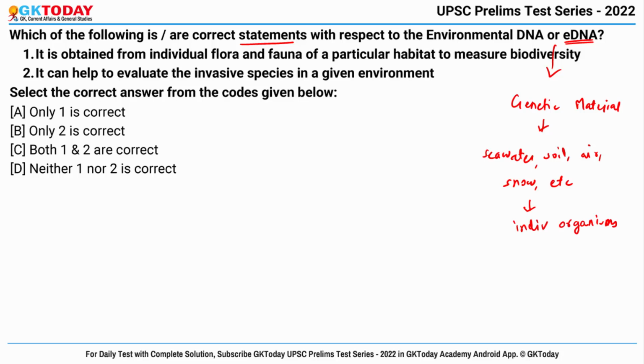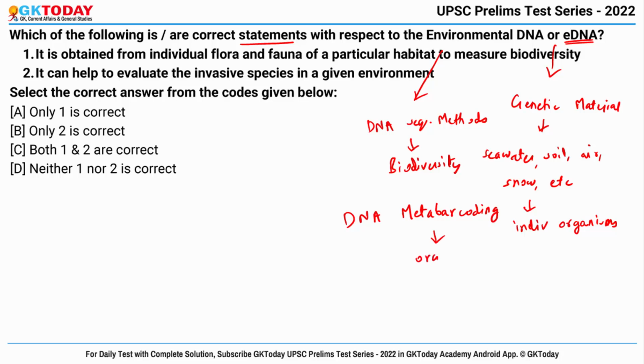Fine. So such environmental DNA is sequenced using high DNA sequencing methods to rapidly measure the biodiversity in the region. And a process called DNA metabarcoding is used to determine the organisms present in the sampled environment, and in this process the collected sample is analyzed against DNA libraries. Okay, so why was it in news? Because recently scientists have proposed the use of eDNA analysis for evaluating the presence of invasive species in a given environment. Fine. Now let's see the options.